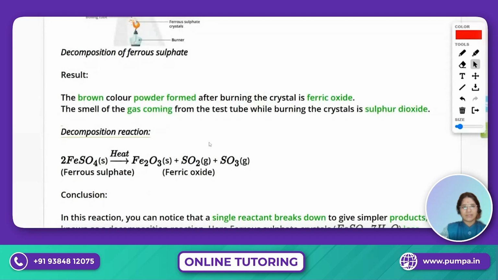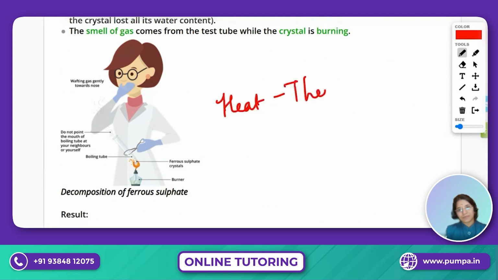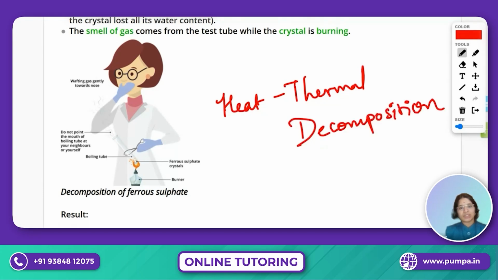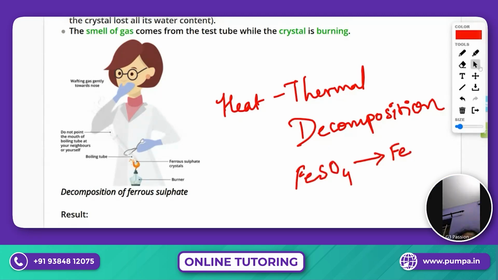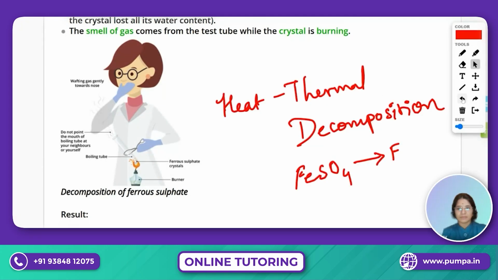Got it? So in this, what is happening now? What reaction is happening? நம்ம என்ன கொடுக்கிறோம்? We are giving some heat energy. Heat energy can also be mentioned as thermal energy. Correct? This is thermal decomposition. Okay. So thermal decomposition of ferrous sulfate, FeSO4 crystals. What are the types you told, ma'am? Thermal decomposition, photolytic decomposition, and electrolysis.